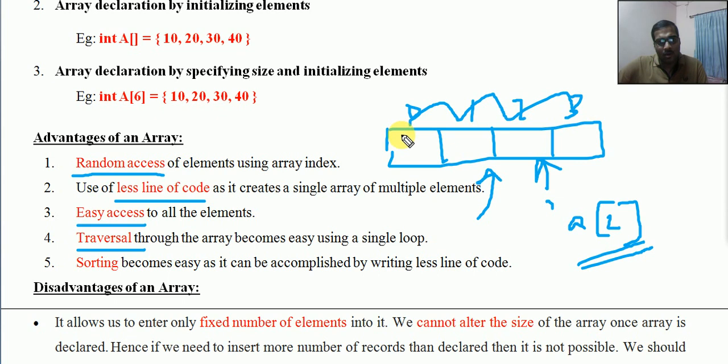We can move from one location to another location easily by using simple codes. That is why the traversal will be easier. So we require only a single loop to traverse through the entire array.